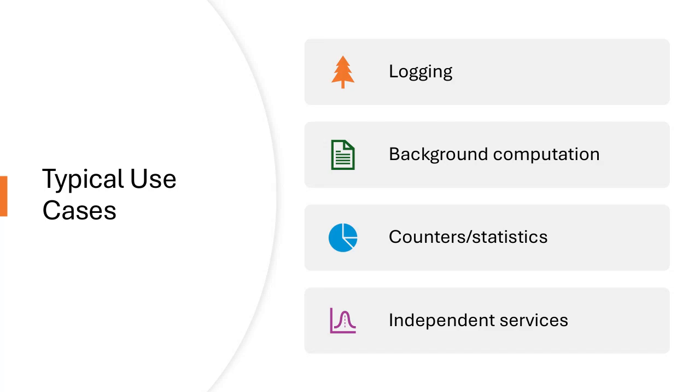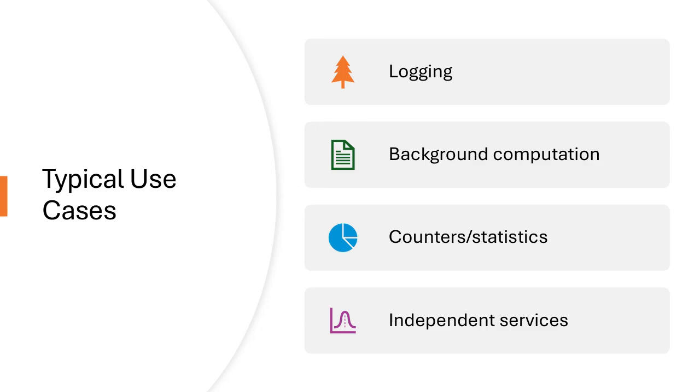Agents are commonly used in situations where you need to perform tasks asynchronously without blocking the main flow. For example, logging is a great fit because you want to record events without slowing down other operations. Background computation is another typical use, where agents can handle work that runs independently of user interactions, freeing up resources in the foreground. They are also well suited for maintaining counters or gathering statistics, where updates can happen concurrently without interfering with each other. Finally, agents can manage independent services that operate parallel to the primary system, keeping processes isolated but coordinated. These use cases highlight how agents provide a flexible way to manage state changes and tasks in an asynchronous, non-blocking manner.